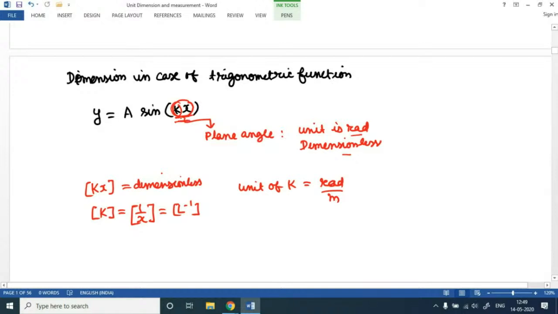And apart from that, you should also realize this sine kx term is nothing but a trigonometric ratio.